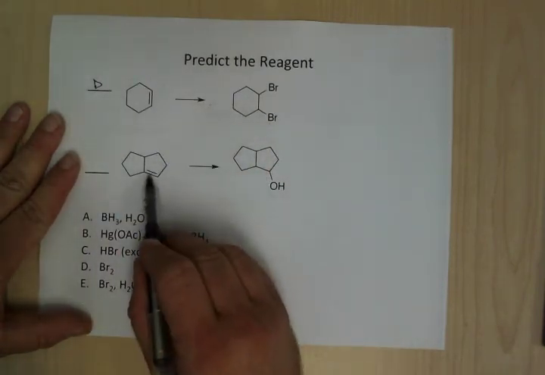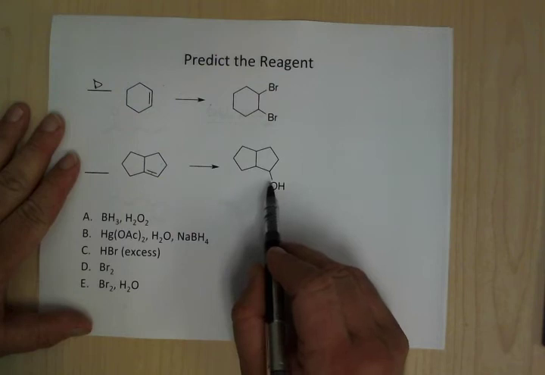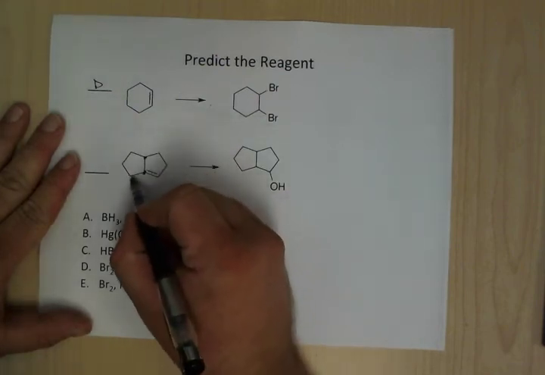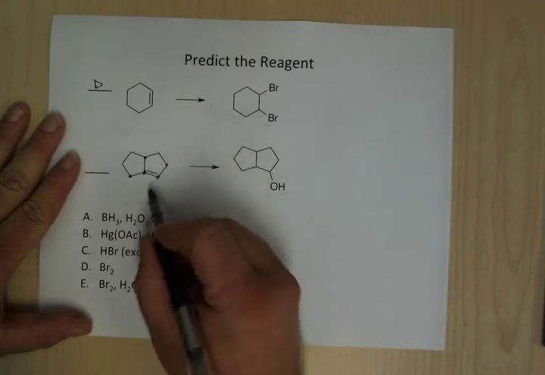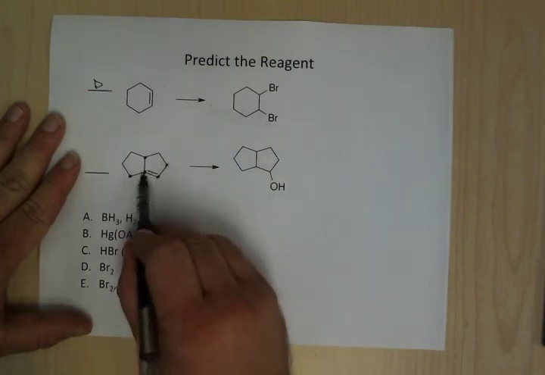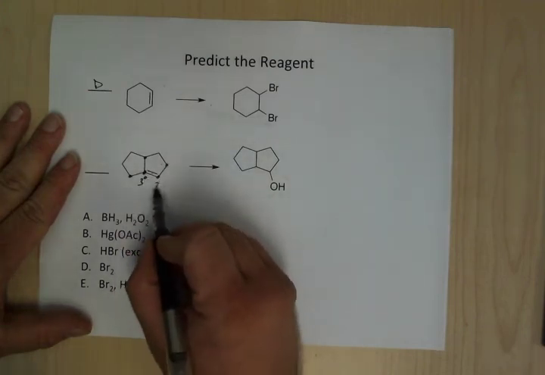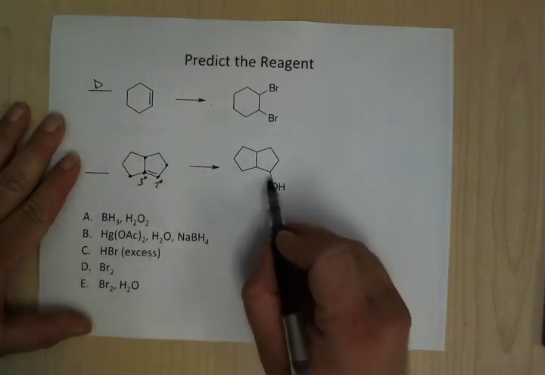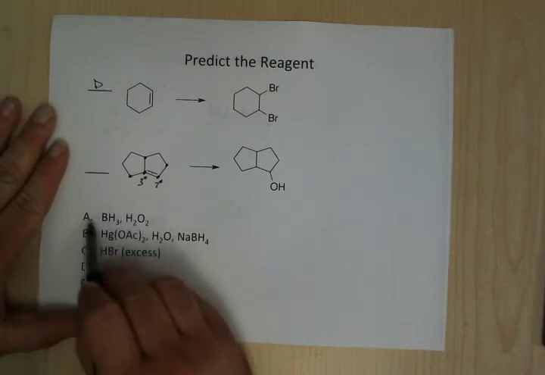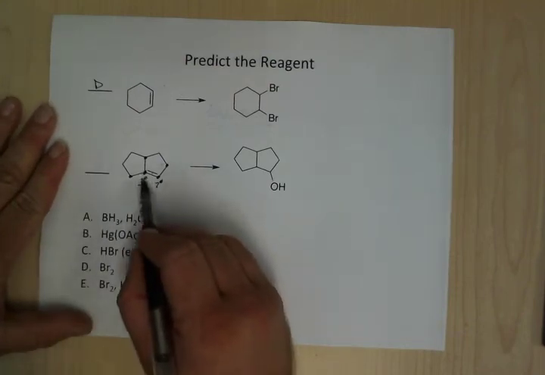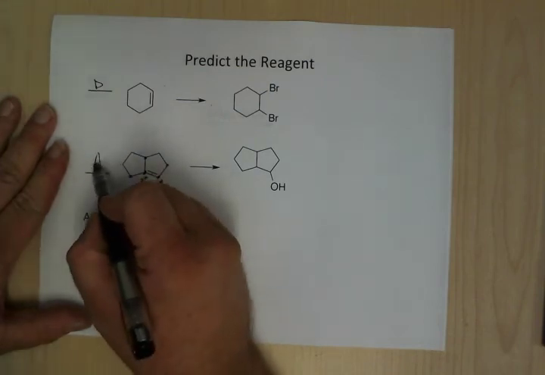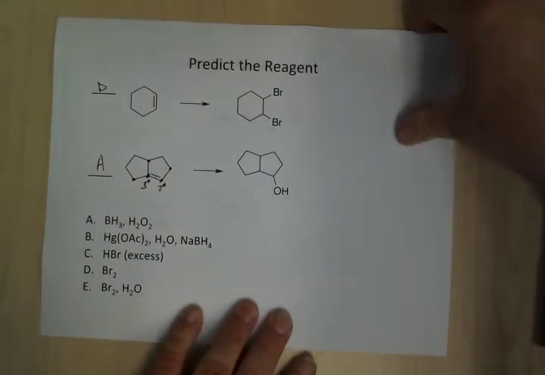Now for this one, we're going from an alkene to an OH. Notice, let me fill in the dots here, this is the tertiary side of the alkene and this is the secondary side of the alkene. So we're putting the OH on the lower numbered side. If we were putting the OH on the other side, we'd require the mercury. But since we're going to the lower numbered side, we need the borane, the hydroboration.